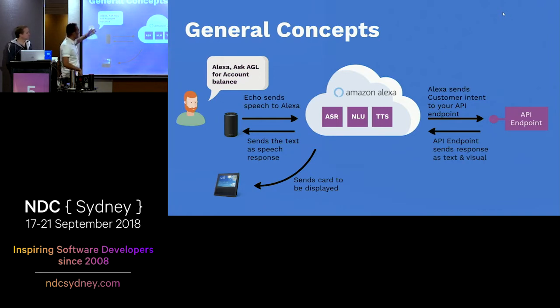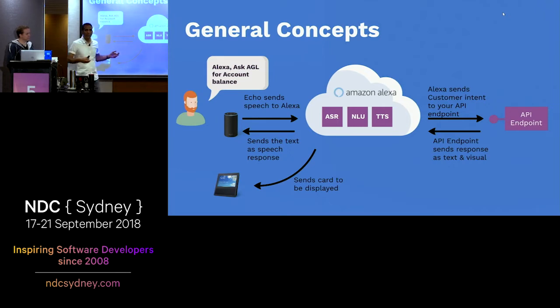and you say, well, Alexa, ask AGL for account balance. What the Echo device does is it sends the speech to Alexa, so the literal stream of speech is sent across to Amazon Alexa in the cloud. And it's got multiple things. The three main things it does: it's got automatic speech recognition, so it interprets whatever you're saying and does things with it. It's got natural language understanding.